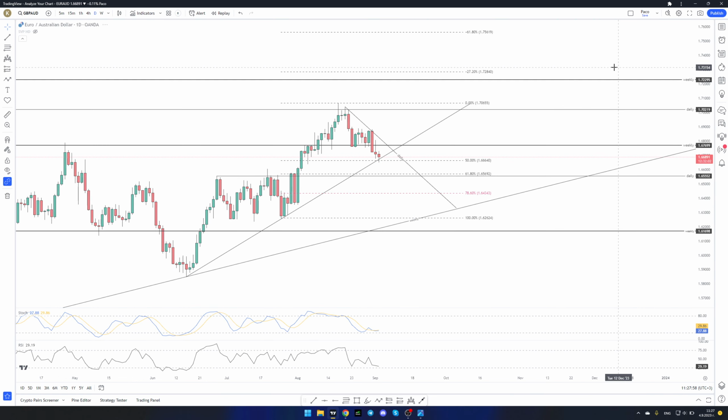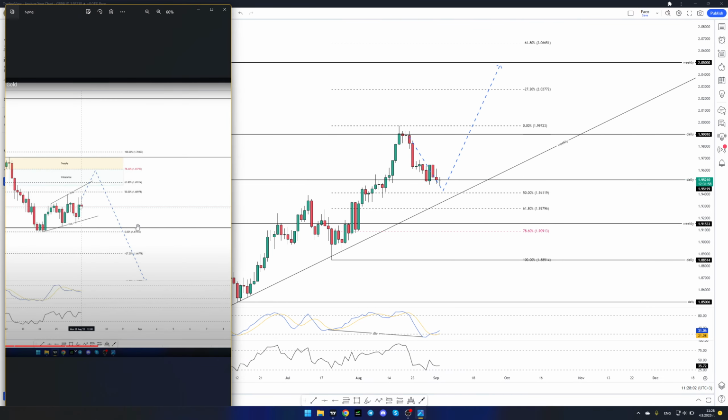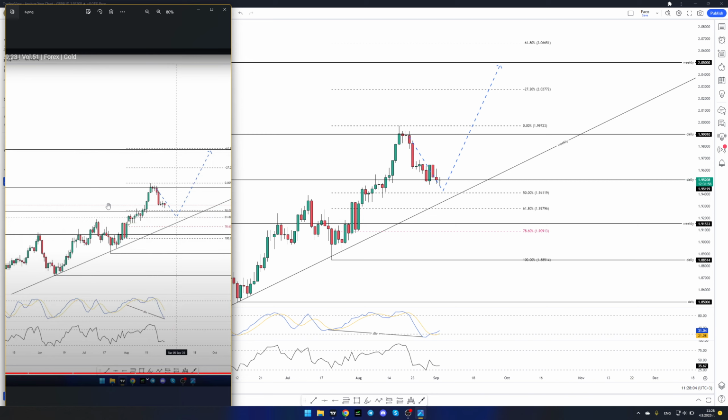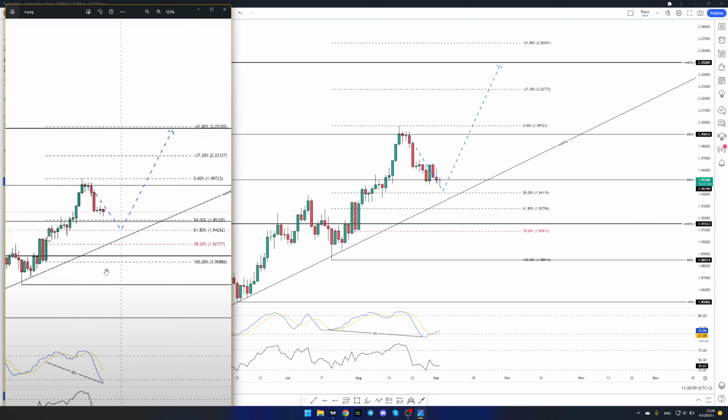Okay, pound to Australian dollar, the situation is pretty much the same. Let's take a look at the picture from last week. We said we are expecting the price to make a retracement after this strong impulse wave, and as you can see, it is still making the retracement we are expecting. Now the price is around the level 50 on the Fibonacci.